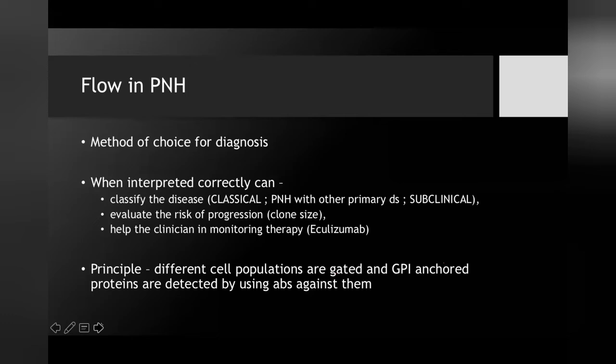And also because now there is a monoclonal antibody available against PNH, that is eculizumab. This is a monoclonal antibody which is directed at C5 convertase and prevents hemolysis in these patients. So we can also monitor the therapy with eculizumab by again and again looking at the clone size. So PNH flow is the method of choice for diagnosis as well as monitoring patients with PNH. The principle of flow cytometry in PNH is very simple. We simply gate certain populations and then we detect whether the GPI anchored proteins are present or not on those gated populations.